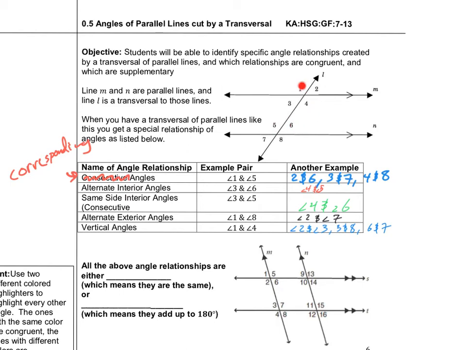For alternate exterior, we have 1 and 8, and 2 and 7 are also alternate exterior. And for vertical, we could do 1 and 4, 2 and 3, 5 and 8, and 6 and 7. So those are all the different pairs that we know of, all the different names.